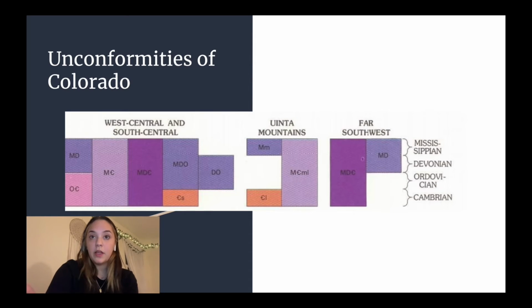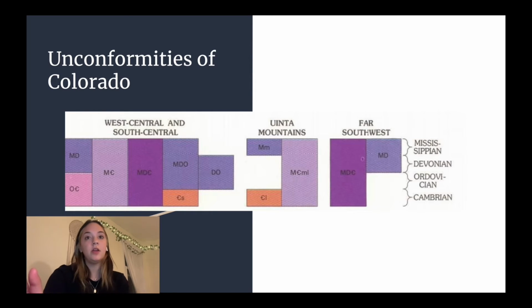My name is Bella, and I will be talking about the unconformities and geologic structures of Colorado. Beginning with the stratigraphic column, we can see that there is no Silurian rock that is represented in Colorado. There's a jump from the Ordovician to Devonian periods.